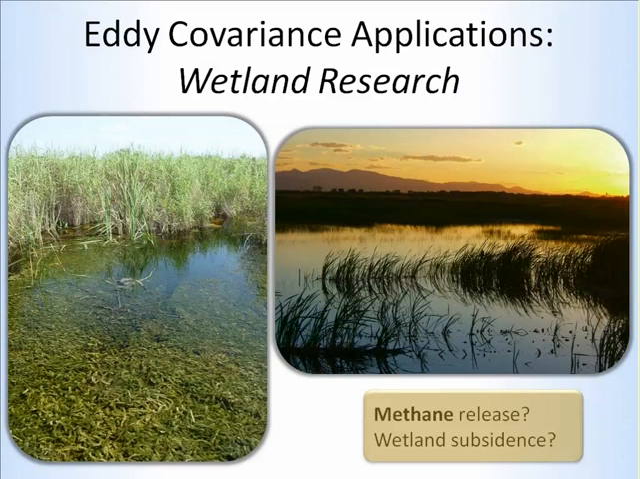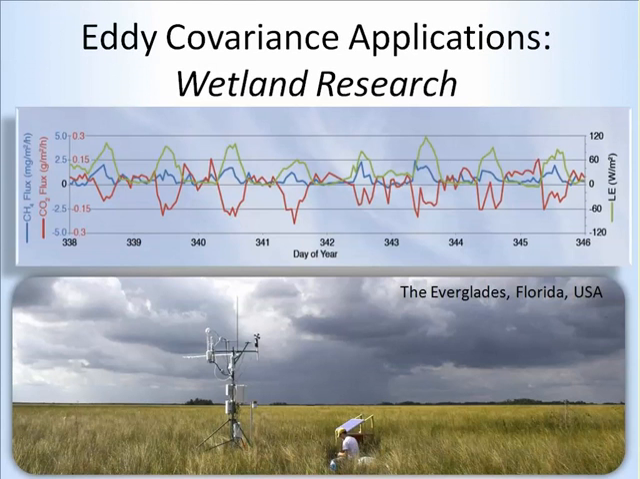There's also a lot of people that are using Eddy Covariance for wetland research. For example, on a particular wetland, how much methane is being released? How will hydrology affect wetland subsidence? Here's a site that was set up in the Everglades that's measuring both carbon dioxide and methane. You can see the results on the top graph.